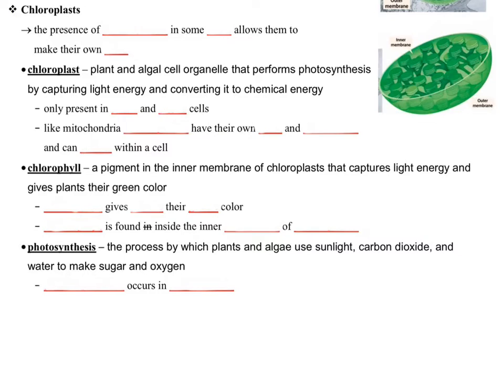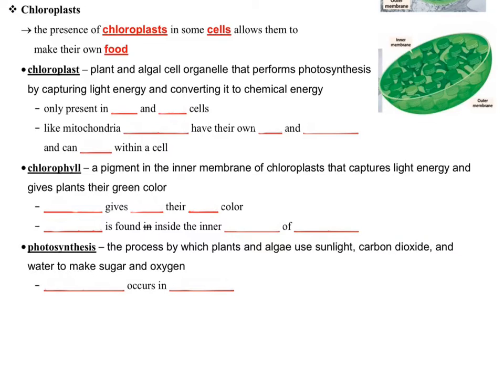But the presence of chloroplasts in some cells allows these cells to make their own food, and for the most part chloroplasts are what probably 99% of all living things depend on. The chloroplasts occur within these types of organisms that we often refer to as producers, that is the plants and algae. So it is a plant and algal cell organelle that performs photosynthesis by capturing light energy and converting it to chemical energy. So that's what the chloroplasts are.